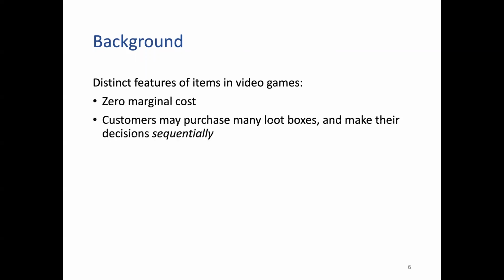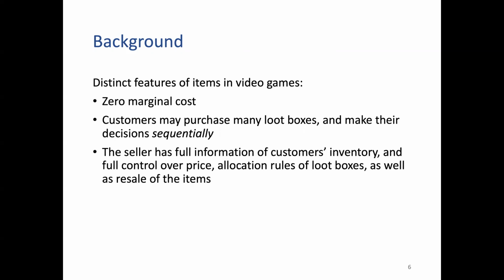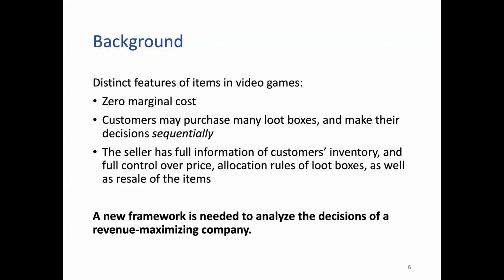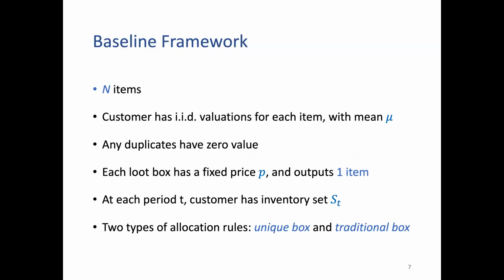Before going into our model, I would like to mention several distinct features of items in video games. First, they have zero marginal cost because they are digital products. Second, customers may purchase many loot boxes and make their decisions sequentially based on not only the allocation rule of the loot boxes, but also their own sampling history. And finally, and most importantly, the seller has full information of customers' inventory and full control over the price and allocation rules of the loot boxes, as well as the resale of the items. Based on these unique features, we believe that a new framework is needed to analyze the decisions of a revenue maximizing company. So let me introduce our model.